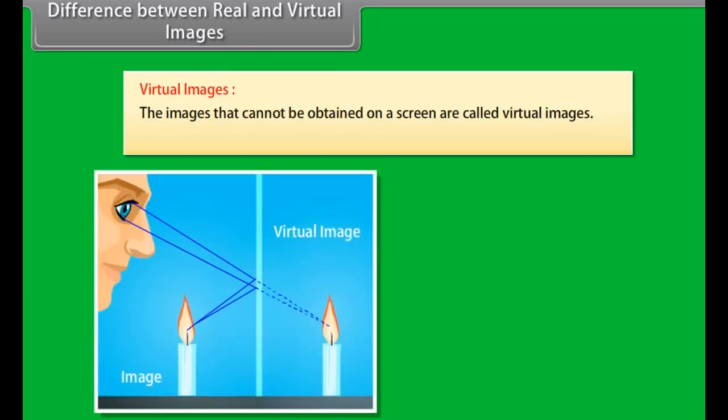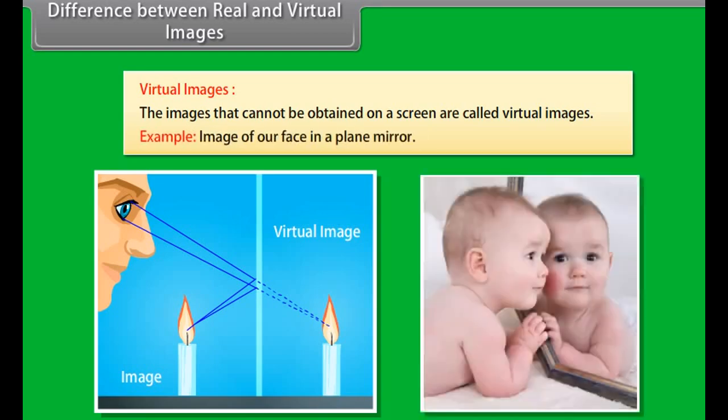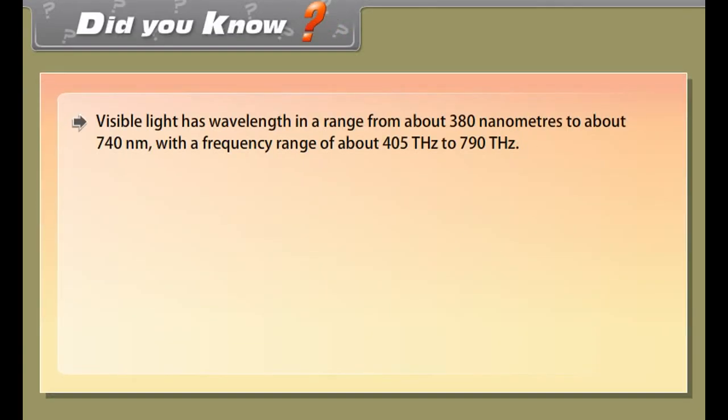Object. Anything which gives out light rays is called an object. Image. Image is an optical appearance produced when light rays coming from an object are reflected from a mirror.